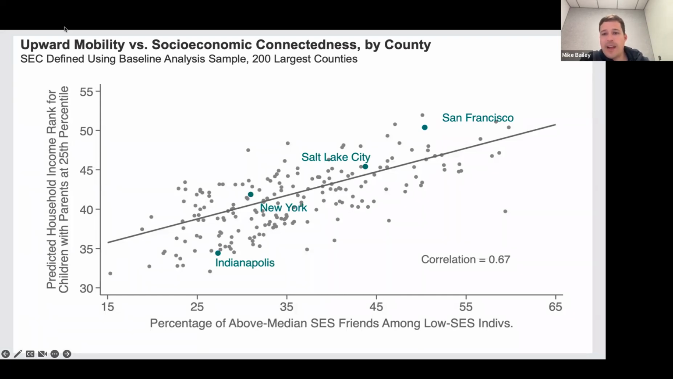Cities like Salt Lake City and San Francisco that have very high upward income mobility also have a very high rate of connecting the poor and the rich. By poor, I mean below median SES. By rich, I mean above median SES. Whereas places like Indianapolis or Atlanta rank very low on upward income mobility and also rank very low at this rate of economic connectedness. So there seems to be some relationship between them, and we kind of want to dive deeper into what that relationship is.